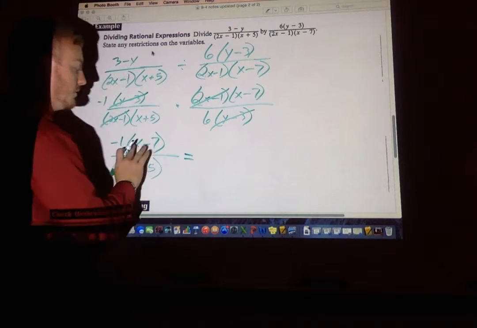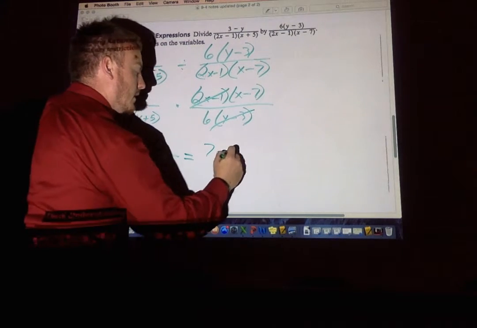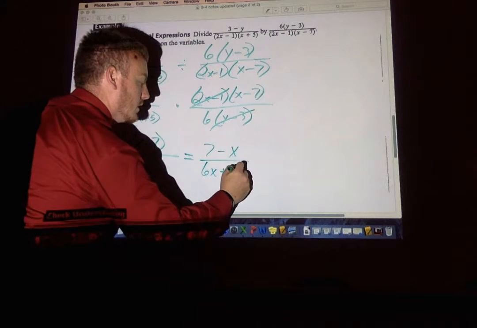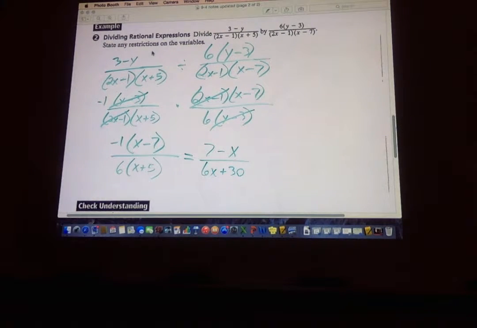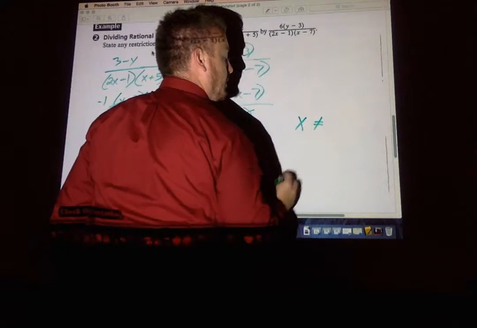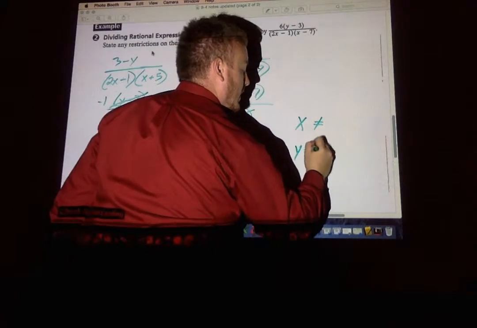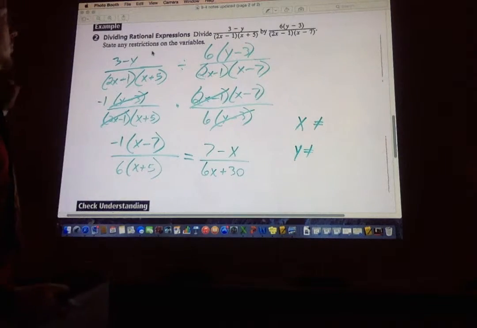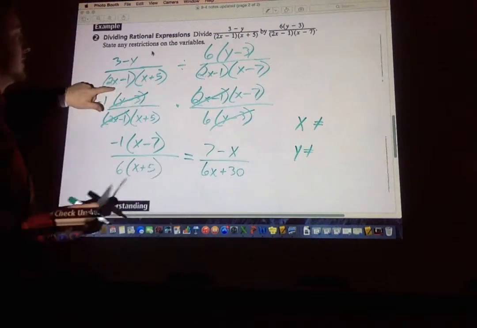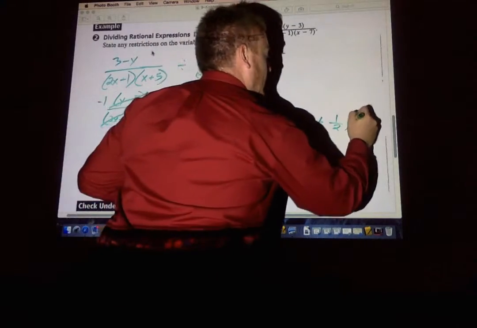So now, this I'm going to flip-flop so that the positive number stays first. So it's 7 minus x over 6x plus 30. Okay, now, the big important part is what values of x can it not be equal to? And because there's a y in here, what values of y can it not be equal to? So let's go through all my denominators. All the way up here, I've got 1/2 in the original problem. So I've got 1/2. It cannot be. I've got -5. It cannot be.